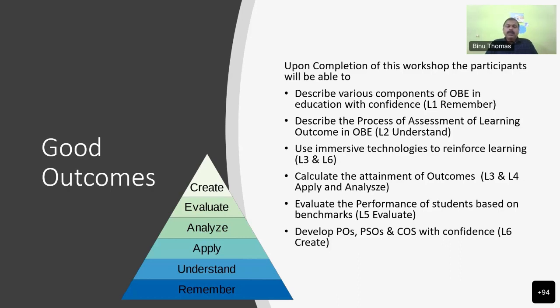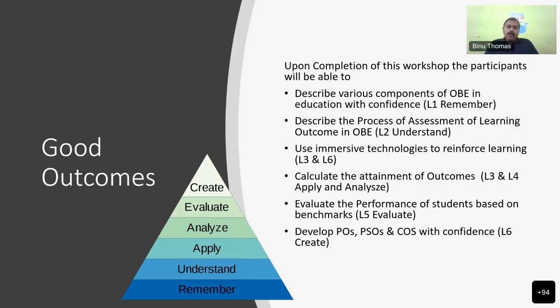And this will be reaching level 3 and level 6, because if you want to design this, you will have to create something new. And then upon completion of this, you will be able to calculate the attainment of outcomes. So you will be reaching level 3 and level 4, apply and analyze, of Bloom's taxonomy. And you will be able to evaluate the performance of students in attainment of outcomes. You are reaching level 5 of Bloom's taxonomy.